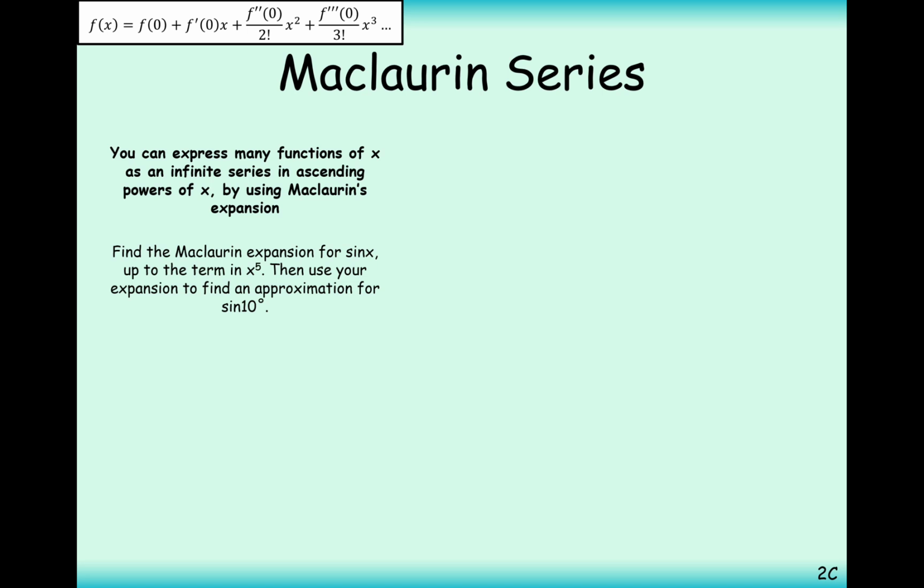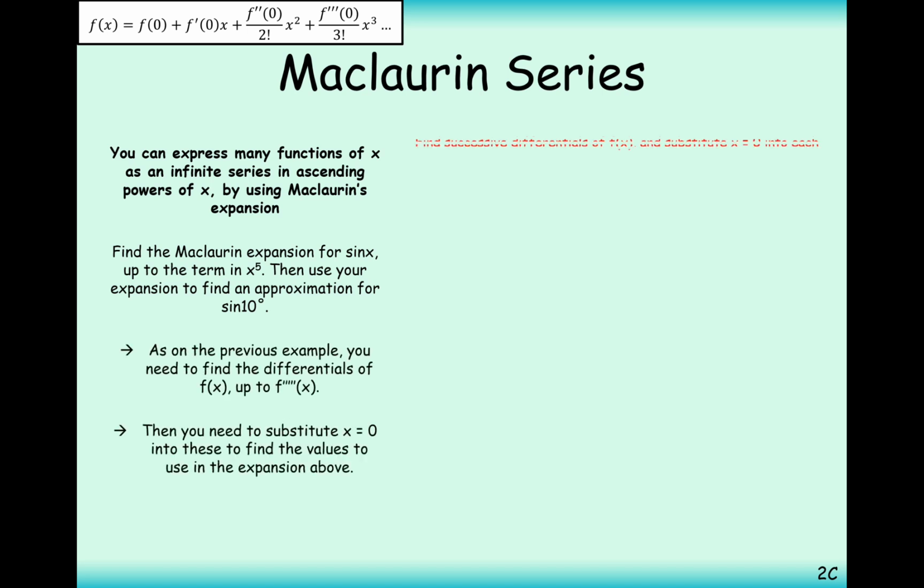Okay, let's move on to a question then. Find the Maclaurin series expansion for sine x up to including the x to the 5 term. Then use your expansion to find an approximation for sine of 10 degrees. So this is how I would set up my working. I've done this as an extra example to show you how you should set up your working.